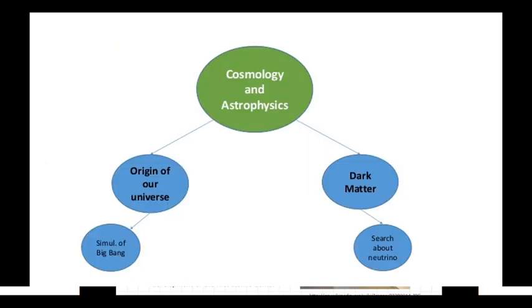And in cosmology and astrophysics, we use particle accelerators to study the origin of our universe, also the Big Bang theory. And there is another particle called the neutrino. In order to study more about neutrinos, we need more energy. So in that way also we use particle accelerators. So there are different applications of particle accelerators.